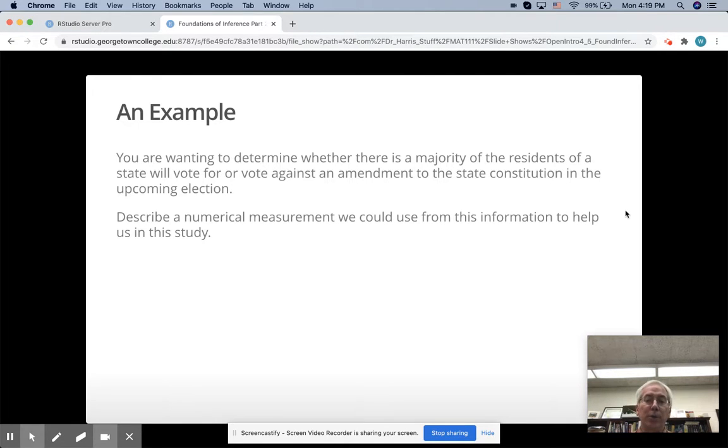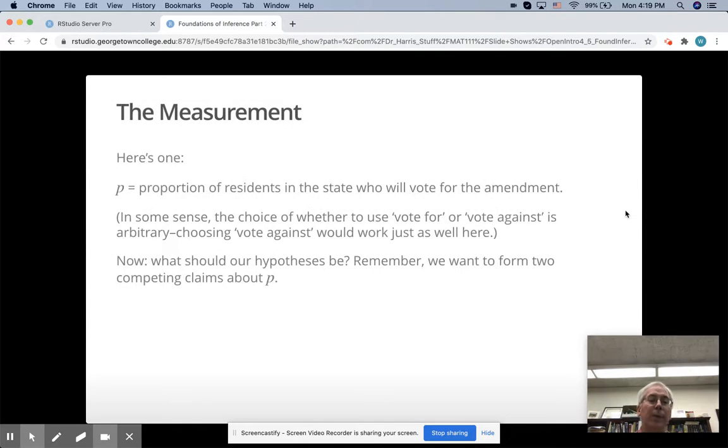So you're a pollster, and you want to determine whether or not there's a majority of the residents in a particular state who will vote for or vote against a particular amendment to the state constitution that's coming up in this fall's election. Let's first come up with the parameter in words that we're trying to measure in this case. Give you a couple of seconds to think about this. It's a population proportion. Okay, here we go. Let's use p as the proportion of residents in the state who plan to vote for the amendment.